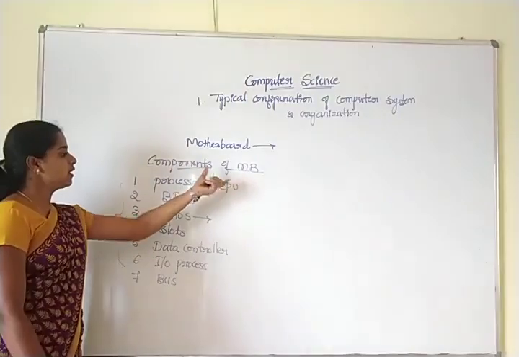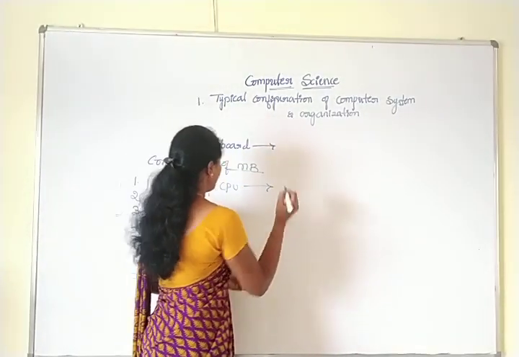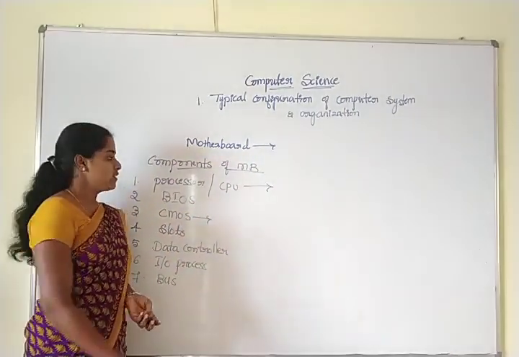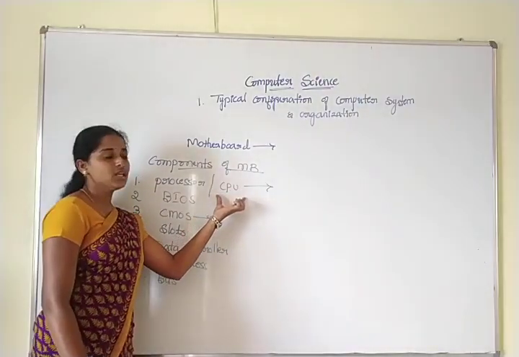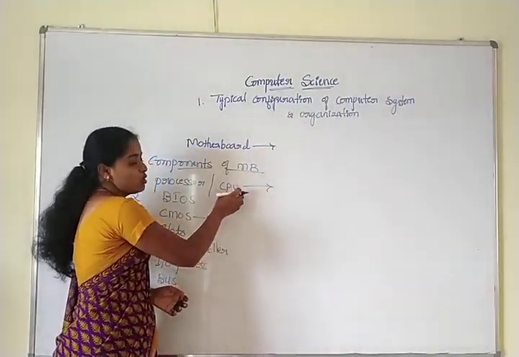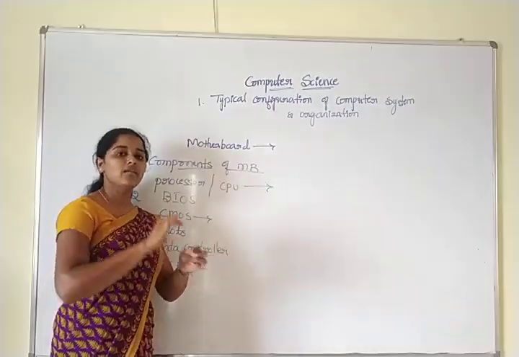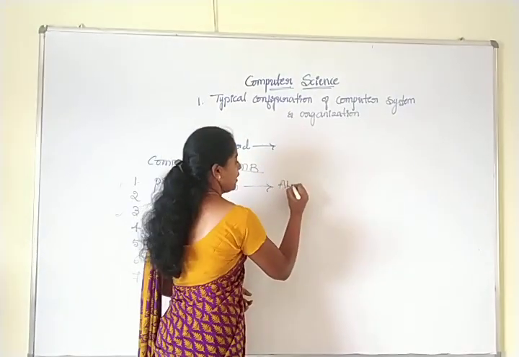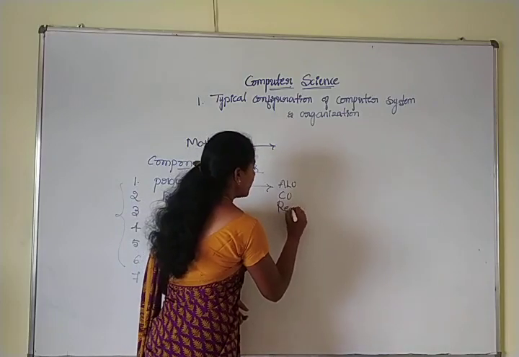Let us discuss the components of a motherboard one by one. The first one is processor or central processing unit. Already in the last class we have discussed the central processing unit. This central processing unit is the main component in our motherboard, which is also called the brain of the computer, because it controls and coordinates the entire operations of the computer. It consists of ALU, control unit, arithmetic logic unit, and also registers.